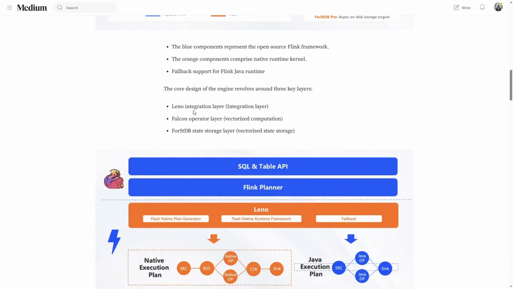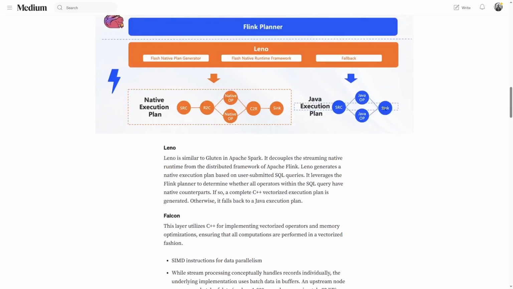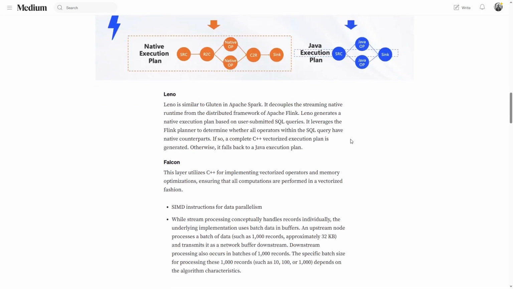The core design is there. There are three layers: the Leno layer, which is the integration layer; the Falcon operator layer, which is the vectorized computation layer; and ForestDB for the storage layer. So if you see the SQL Table API, it will pass through the Flink planner. The Flink planner will hand it over to Leno. It will generate a plan, then pass it to the native runtime engine, and execute those things in the native operators. And if the operators are not supported, it will fall back to the Java runtime, which was there.